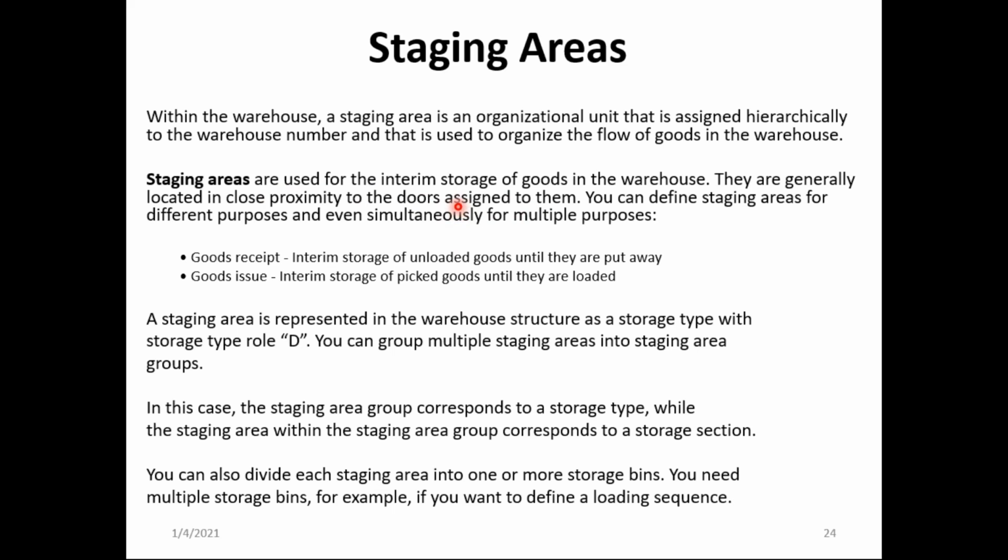Staging areas are inside the warehouse where you have doors where a truck comes and docks at the door for loading or unloading. The materials which are picked from the bins for outbound deliveries are staged into the goods issue staging area, and the materials which are unloaded for inbound deliveries are received in the goods receipt staging area. There are staging areas with a role type D, that is a staging area group. That role says staging area group.